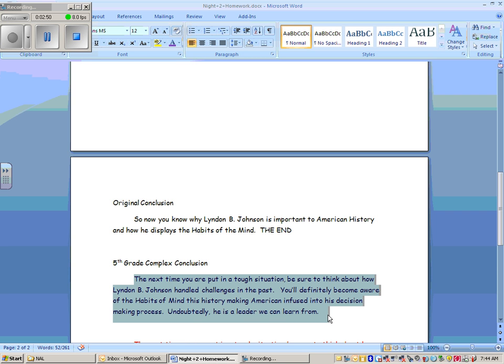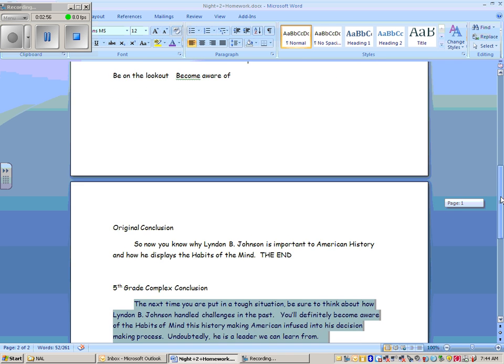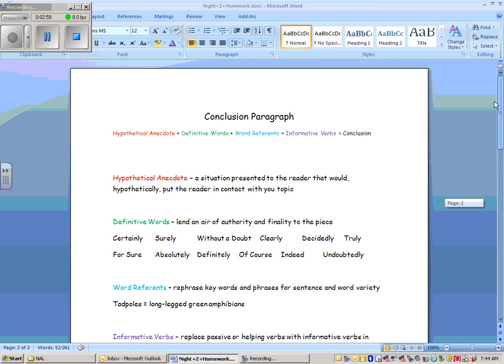So now I'm going to show you the formula of how you get a complex conclusion. It's kind of like a math problem. So if you will look up here at the top of my page, I have given you the equation. For a conclusion paragraph, you need a hypothetical anecdote plus definitive words plus word reference plus informative verbs, and that's going to equal your conclusion.